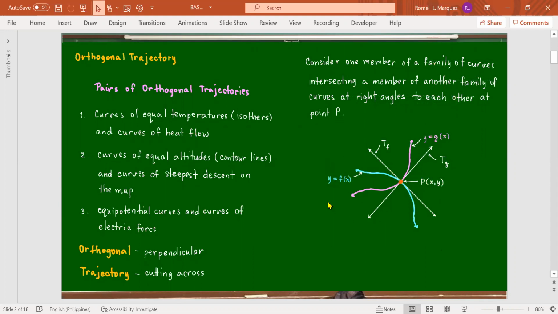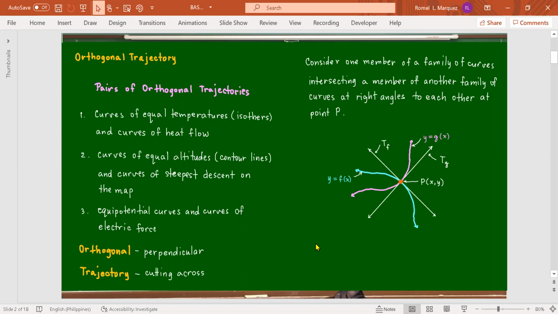So we have a curve y equals f of x and another curve y equals g of x coming from the two families respectively. So at point P, line T_f is tangent to the curve y equals f of x, while the line T_g is tangent to the graph of y equals g of x. Okay?